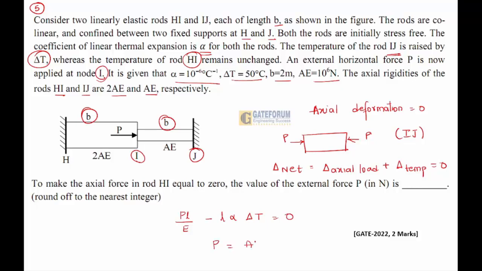P is equal to AE into alpha delta T. So P is equal to 10 power 6 into 10 power minus 6 into delta T, given as 50. Concluding the answer from here, we will be getting 50 Newton. Thermal stresses question is this, very easy, 2 marks question. P will be 50 Newton. This is directly rounded off to an integer, so no problem. 50 Newton will be the right answer for the given question.